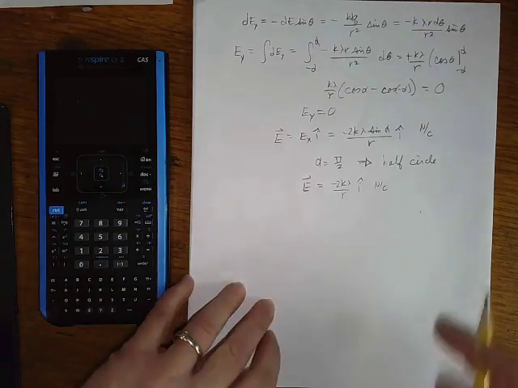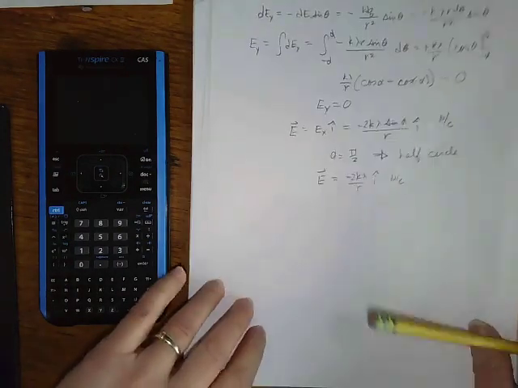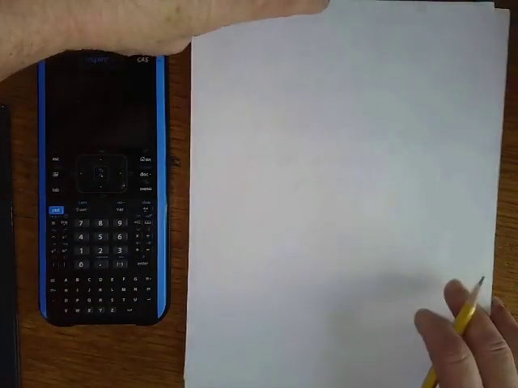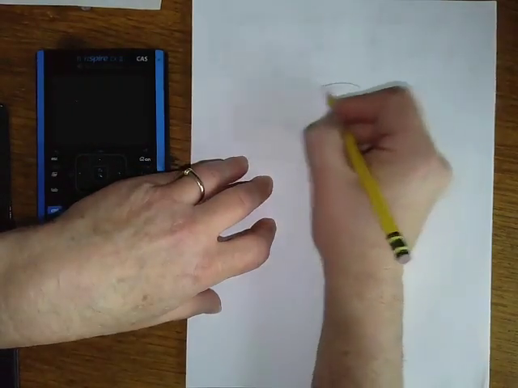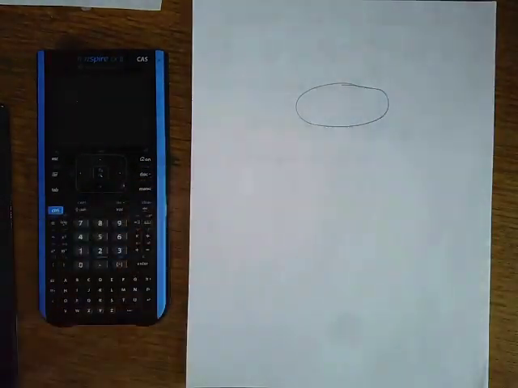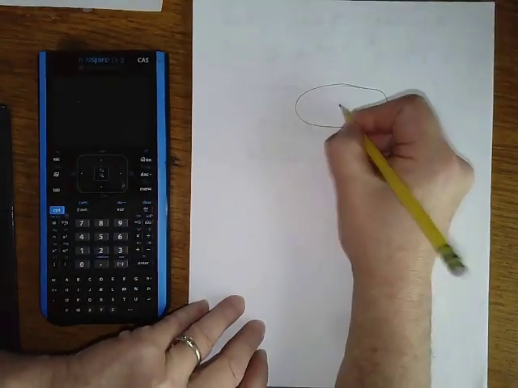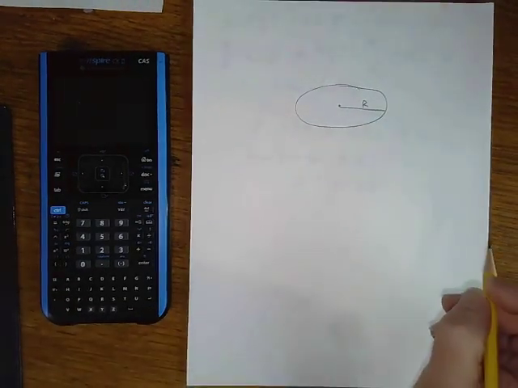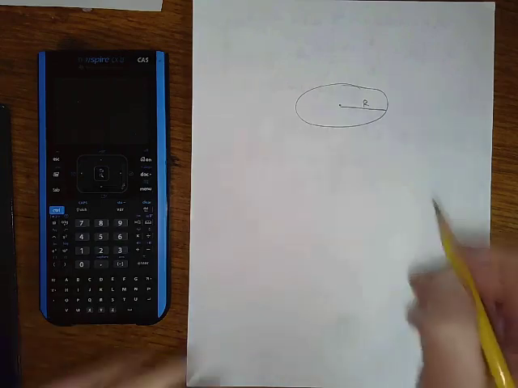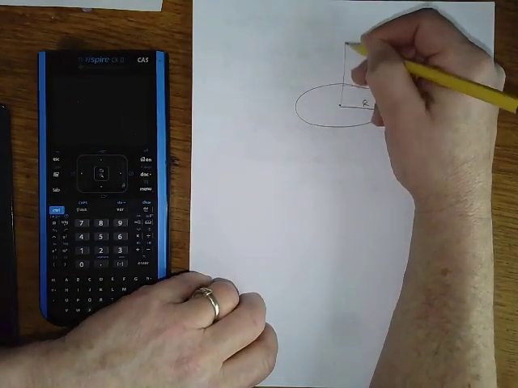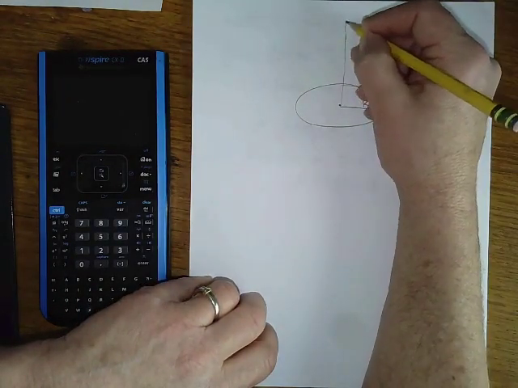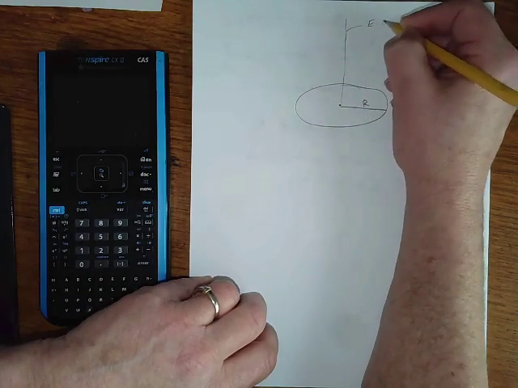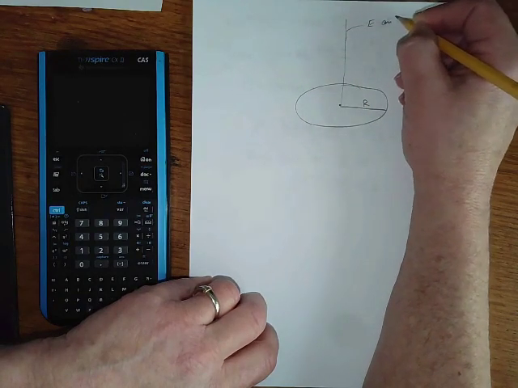All right, that was good. Let's try a new piece of paper and look at another kind of distribution. What if we have a whole circle? That's a circle, really, with some radius, we'll use capital R this time. And we want to know the electric field going up on this axis. So what is E on the z axis?